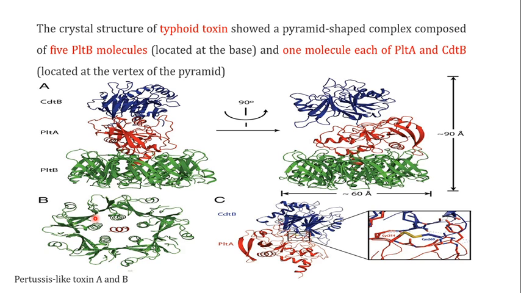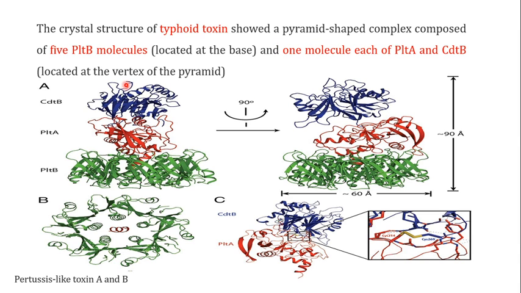One of the important toxins of typhoid is known as the typhoid toxin. And this typhoid toxin is actually responsible for the death of the intestinal cells. And when there is death of the intestinal cells, that means there will be no absorption of the food and there will be diarrhea. If you talk about the structure of this typhoid toxin, it is actually a pyramid-shaped complex.